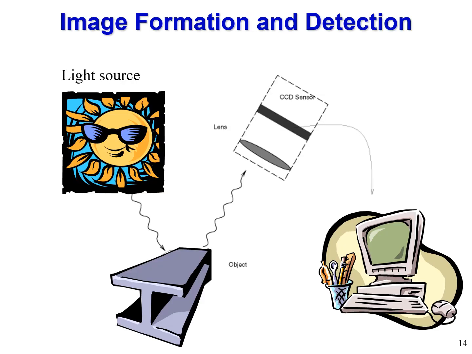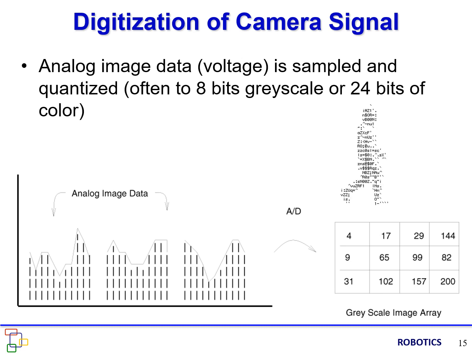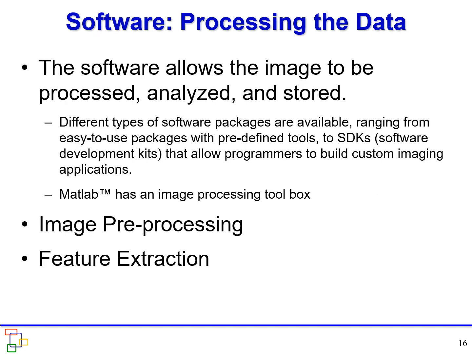This is a classic example of image formation and detection, where a light source illuminates a component on an object, and we have a camera system with a lens and a CCD sensor that senses the object. That is transferred to a computer for enhancing the image. The image is then converted into digital form, sampled and quantized, and the software processes the data using different software packages. Then the image is pre-processed and feature extraction takes place.